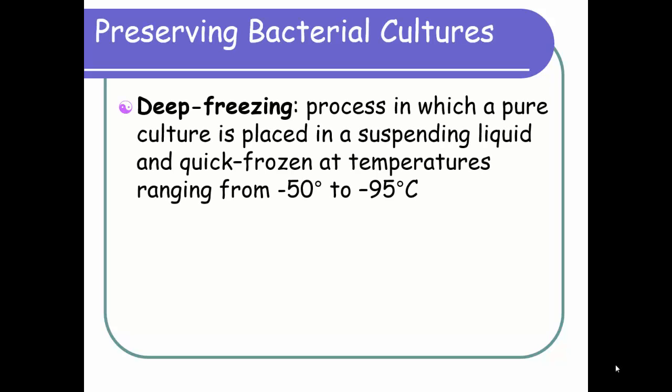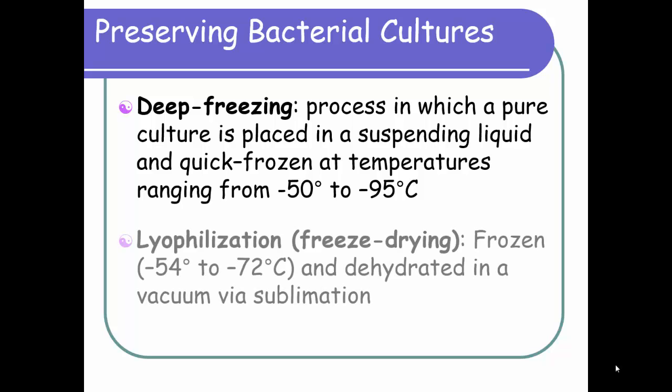How do we preserve bacterial cultures for study in the future? A couple of ways we do this. One is deep freezing. This is a process in which a pure culture is placed in a suspending liquid and quick frozen at temperatures ranging anywhere from -50 to about -95 degrees Celsius. This is not just throw it in the freezer and hope for the best. This is deep freezing in either liquid nitrogen or liquid CO2, and then storing it at extreme, very cold temperatures.